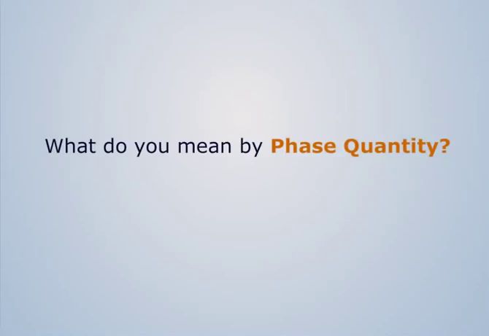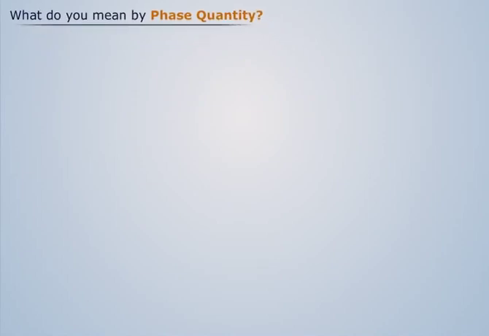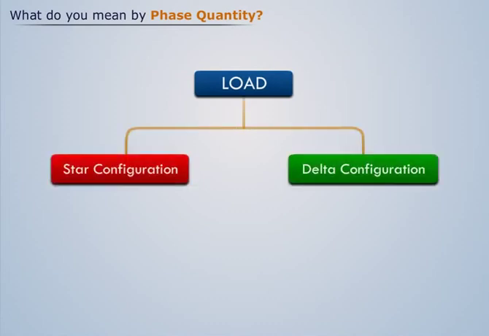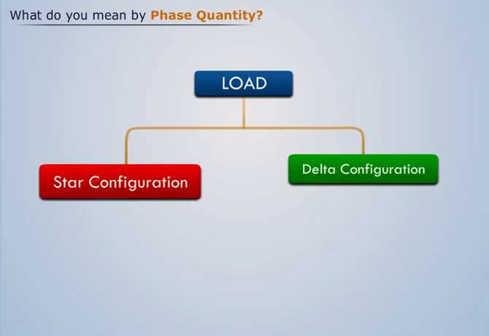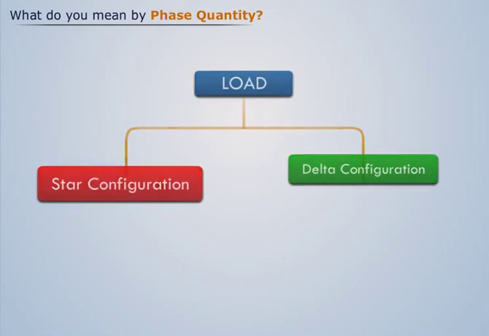What do you mean by phase quantity? A three-phase generator can be connected to a load using either star configuration or delta configuration. First, let's understand how a star configured load is connected to a three-phase generator.